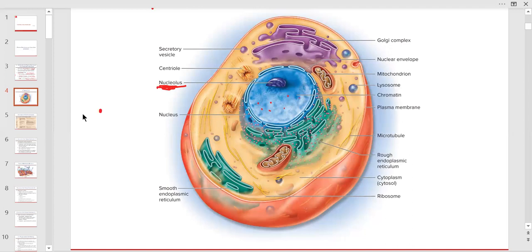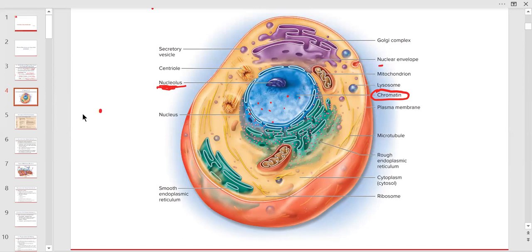They're not dense yet. They're not ready to divide. So before that time, it's called chromatin, which I told you was DNA and other proteins, like histones is one of the proteins that's in the nucleus. So the nucleus has its own membrane, and that's called the nuclear envelope.